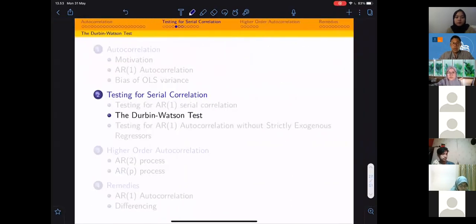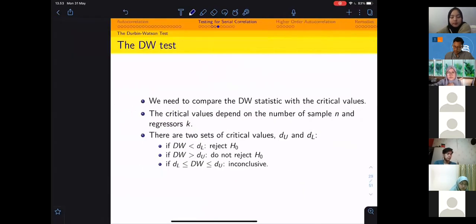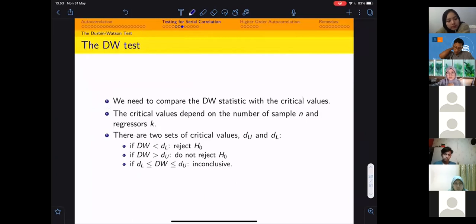Okay, so I'm going to continue. One of the tests that we can use is called the Durbin-Watson test. However, I'm not going to focus much on the Durbin-Watson test. Why? Because there are some issues related to it, and I'll give you a very quick overview of the issue with the Durbin-Watson test.